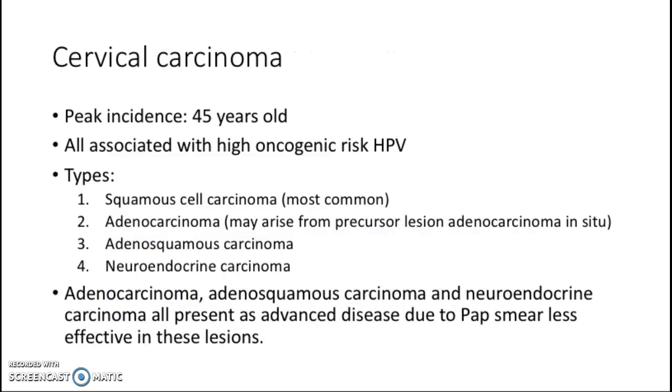Right. So for cervical carcinoma, the peak incidence is about 45 years old, and it's all associated with high oncogenic risk HPV. Basically, you can classify the types into four. The most common is squamous cell carcinoma. Second is adenocarcinoma, which arises from the precursor lesion adenocarcinoma in situ, or AIS. Next is adenosquamous carcinoma, and fourth is neuroendocrine carcinoma. Adenocarcinoma, adenosquamous carcinoma, and neuroendocrine carcinoma usually present as advanced disease because Pap smear is less effective in these lesions. Pap smear is more effective to detect squamous cell carcinoma and its precursors, high cell and low cell. Pap smear has definitely reduced the incidence of cervical carcinoma, especially in countries with established routine screening.